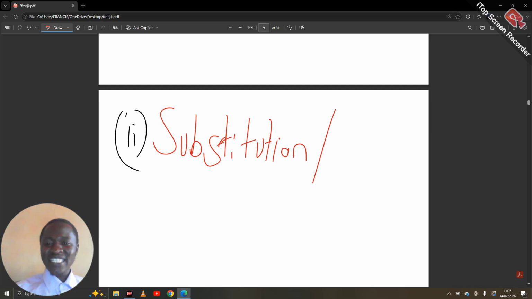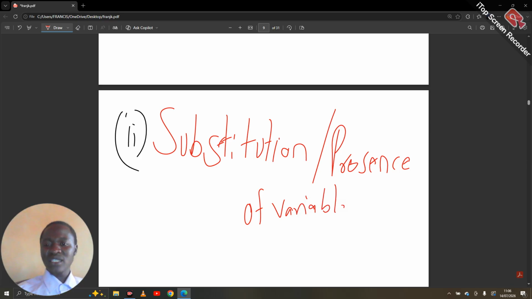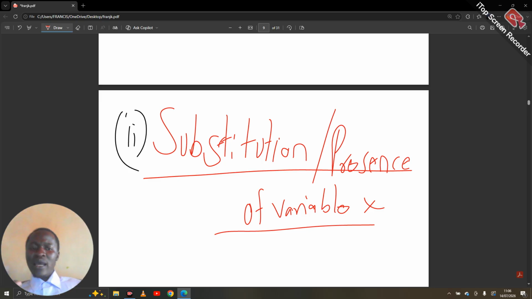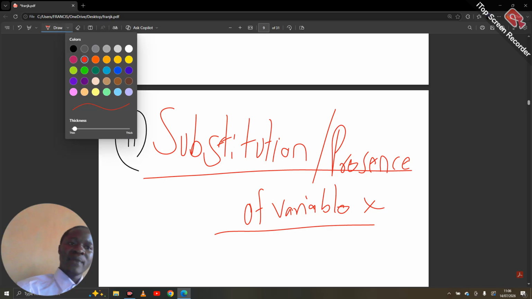Or presence of variable x. Remember, in the second derivative part, there is no presence of variable x. We've just differentiated it and gotten a natural number directly that way.